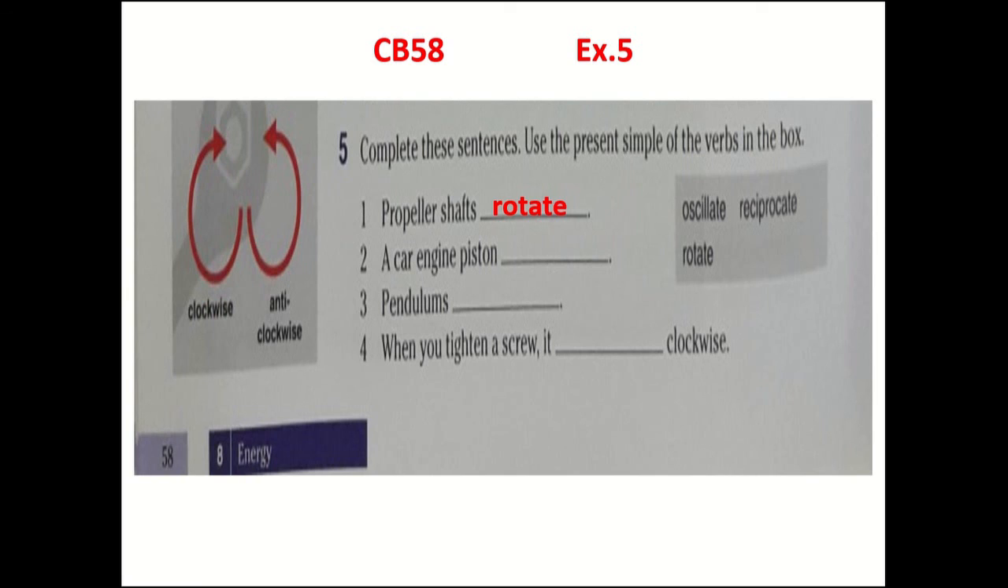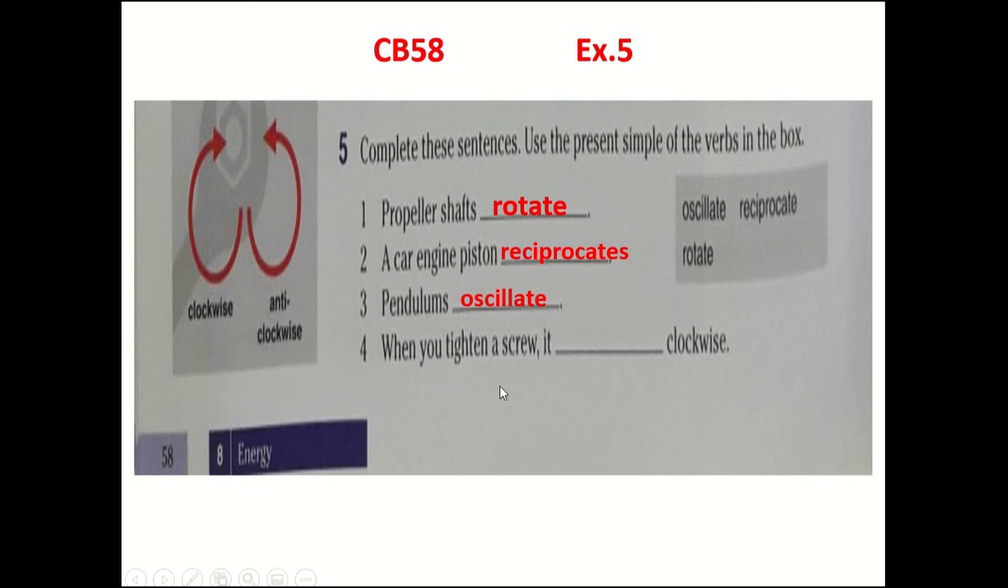Now, is this singular or plural? You're correct. It's singular. So how does a car engine piston move? You're right, reciprocates. So now, because this is singular, we add s to the verb. Pendulums. This is plural, so we're going to add no s. So we have the base form of the verb.